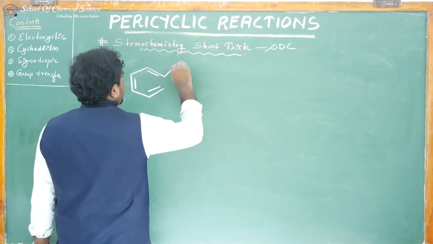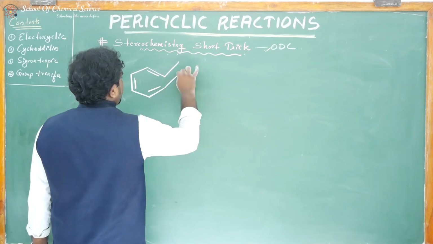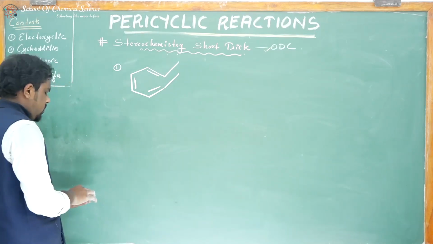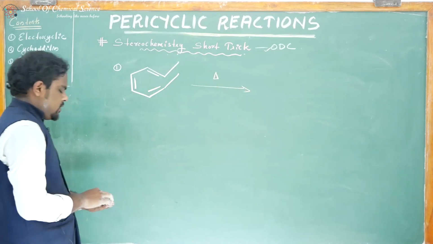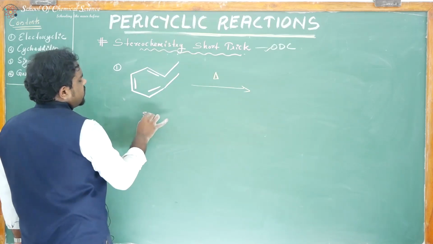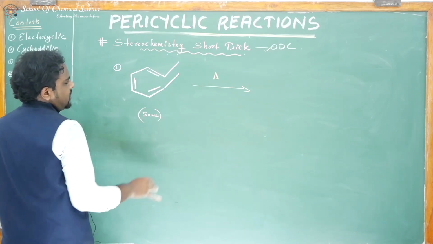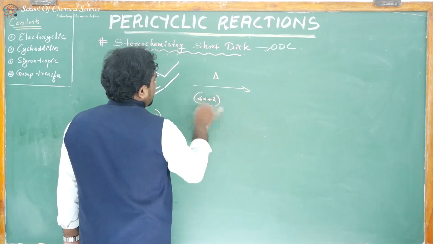First one above, second one also above. Okay, thermal condition. Condition is thermal. So here substituents, first one above, second one also above. So substituents are in same direction. 2, 4, 6, 4n plus 2 system.